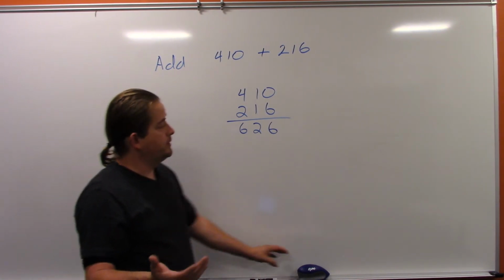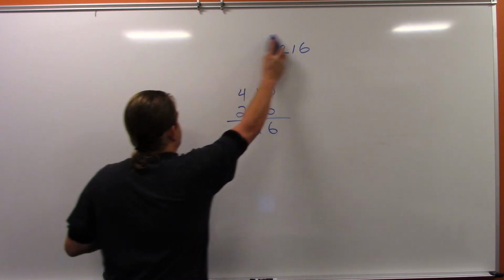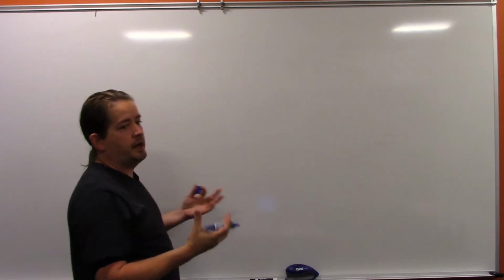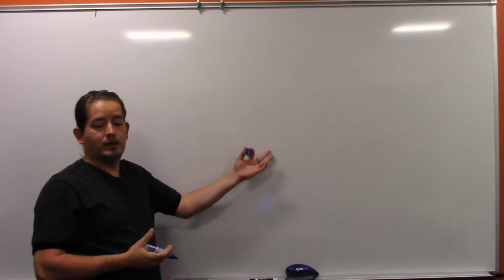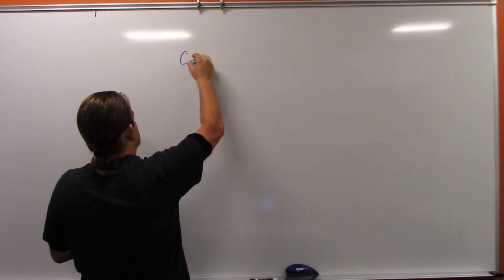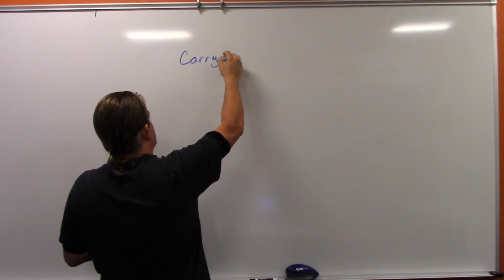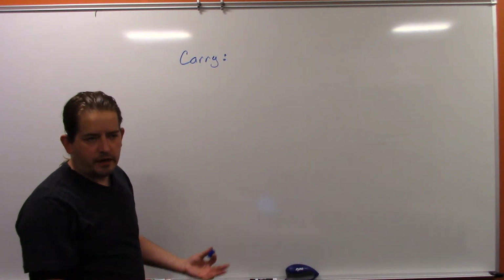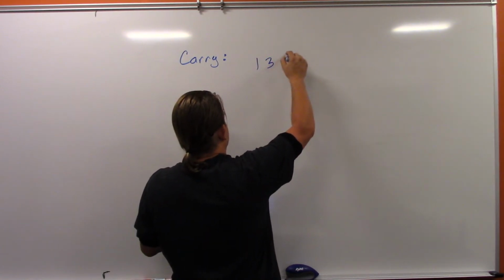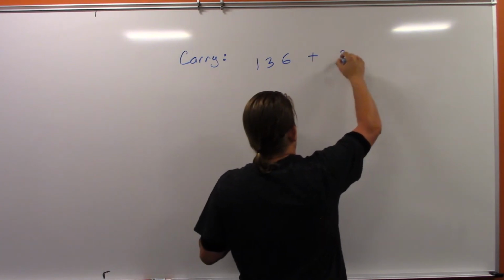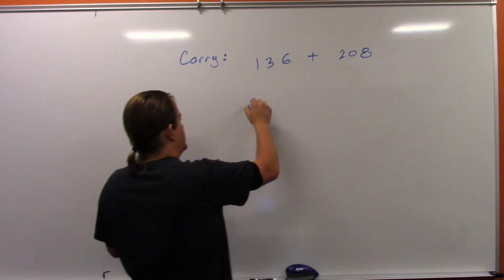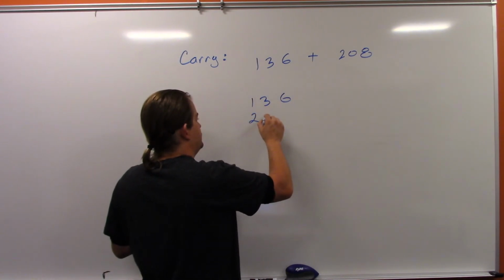One thing that you must be aware of here, though, is sometimes you have to carry. Like if I add my 1s together and they're more than 9, I'm going to have to carry over to the 10s column. Some people call this regrouping, carrying, whatever you want to call it. But if I have something like, say, 136, and I'm adding 208 to that, and I stick them in my columns, so 136, 208.